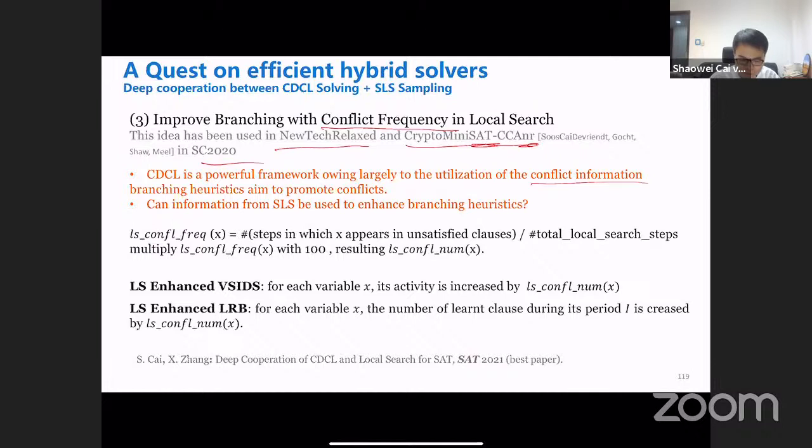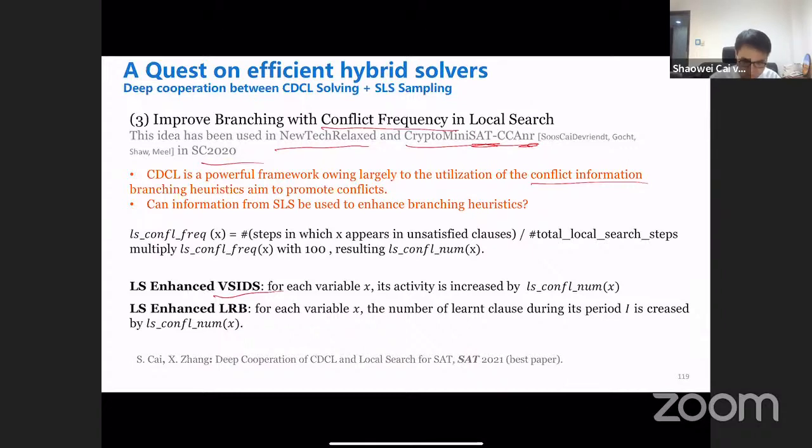Okay, so to do this, we need to calculate some property of variables, and that can be used in the branching heuristics. Because in the branching heuristics, we actually calculate a score for variables, right? And we pick the highest score. And this score is related to the frequency of this variable involving in recent conflicts.